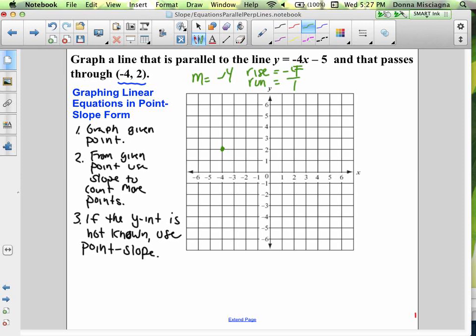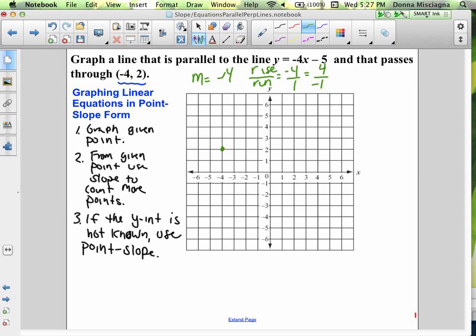I'm going to move that where I underlined. It's kind of in the way, isn't it? I'm going to write it like this. There we go. Or we could say that the rise was positive 4 and the run is negative 1. We can count down and to the right or up and to the left.